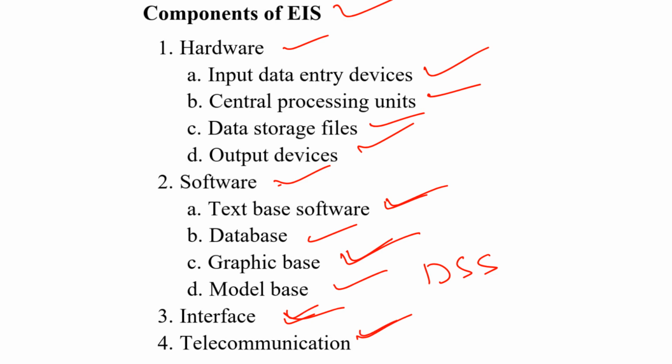And then telecommunication, mainly because executives might not be located in one particular place; they need to communicate wherever they are, geographically widespread. So you need a better telecommunication network, so that you can have a strong connection, strong integration between them. So these are some of the important components of the system.